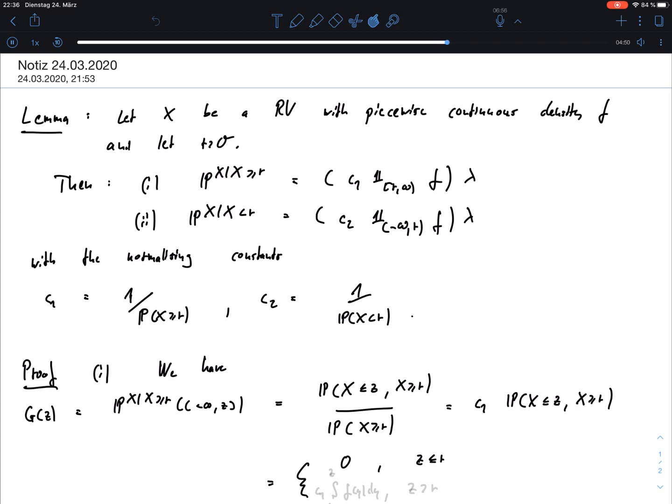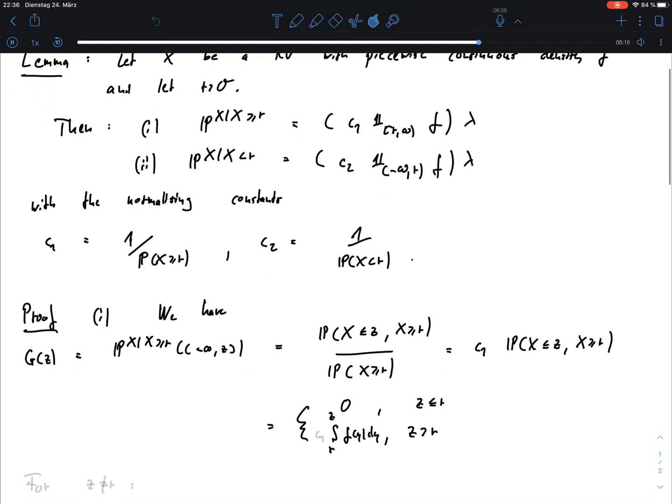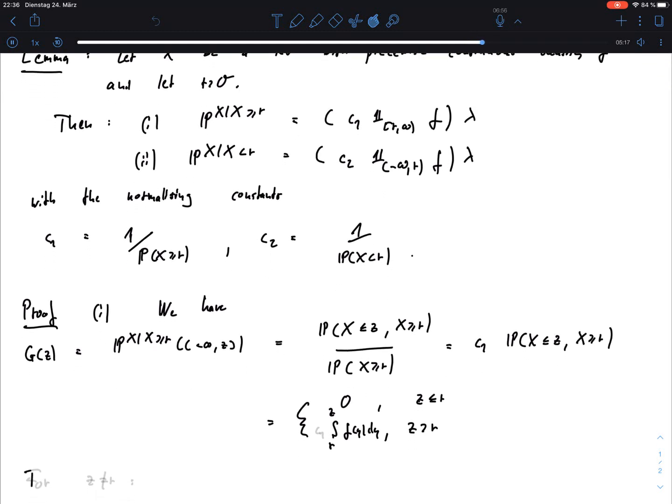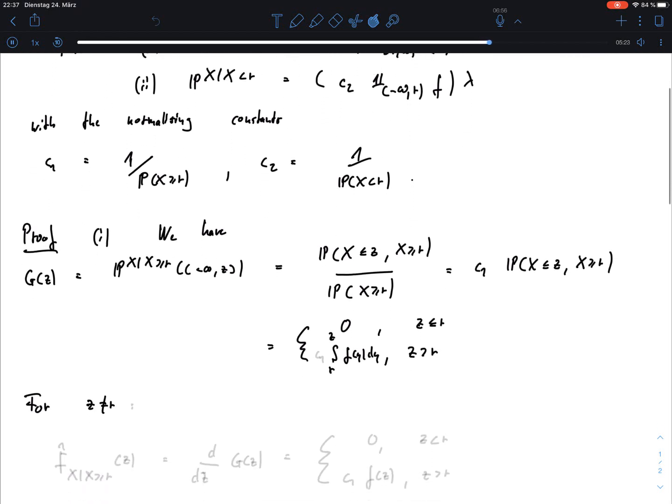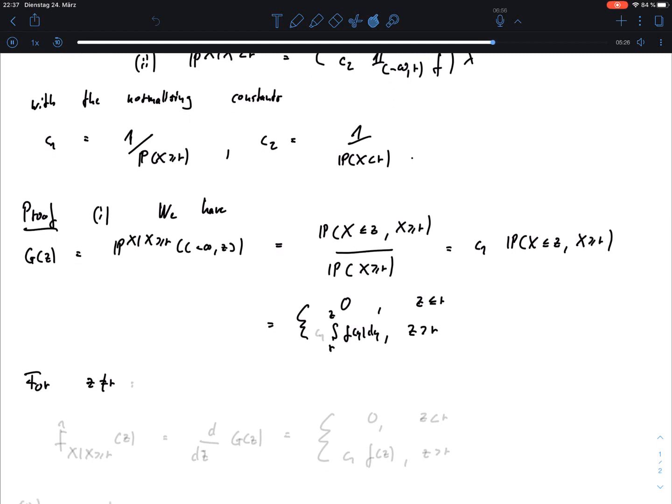In the other case, we can just exploit the density. So x is greater or equal than r, and x is less or equal than z. So this is just the integral from r to z of f(y) dy for z greater than r. Now we are almost done. For z not equal to r, we can now differentiate, and we have the following.